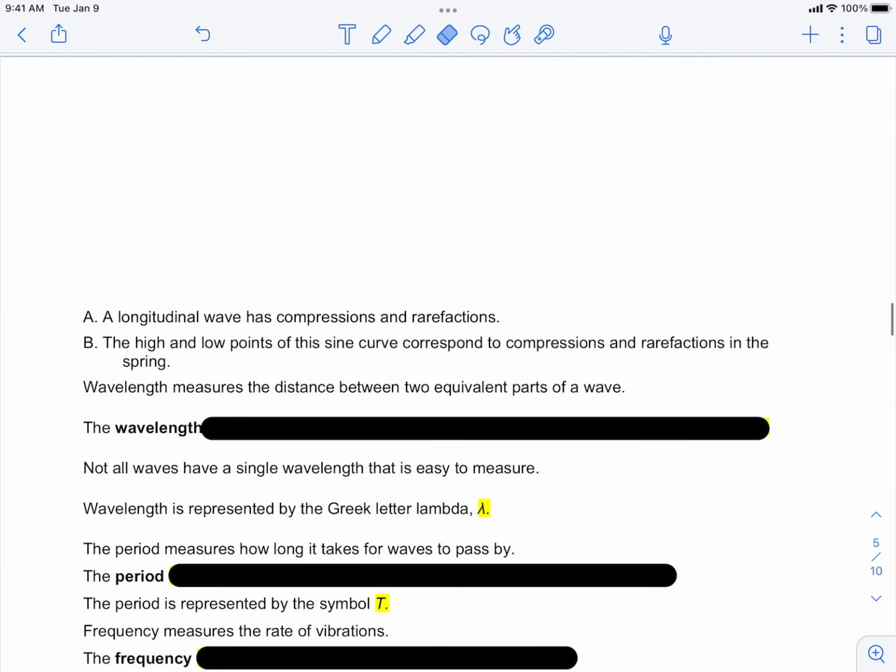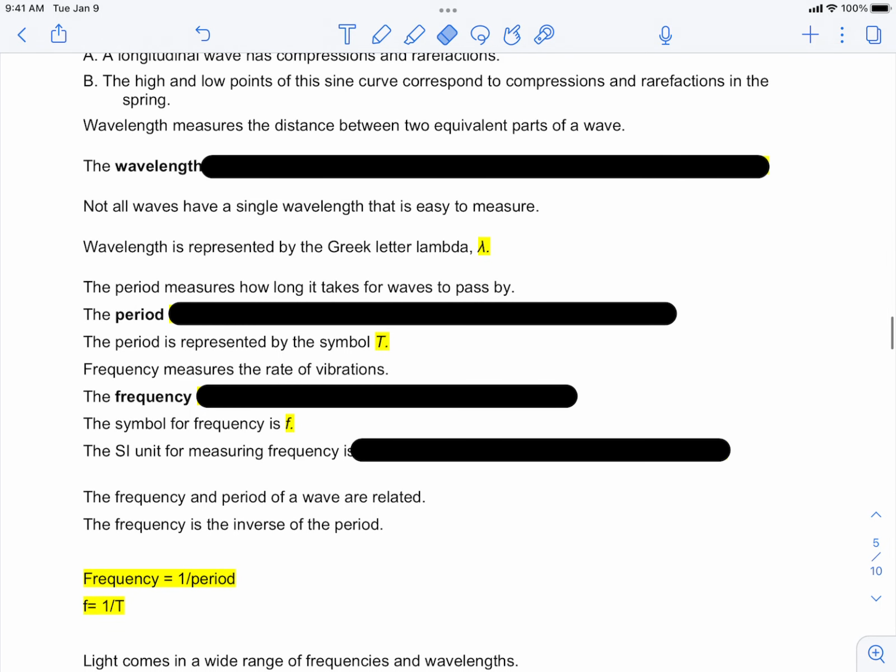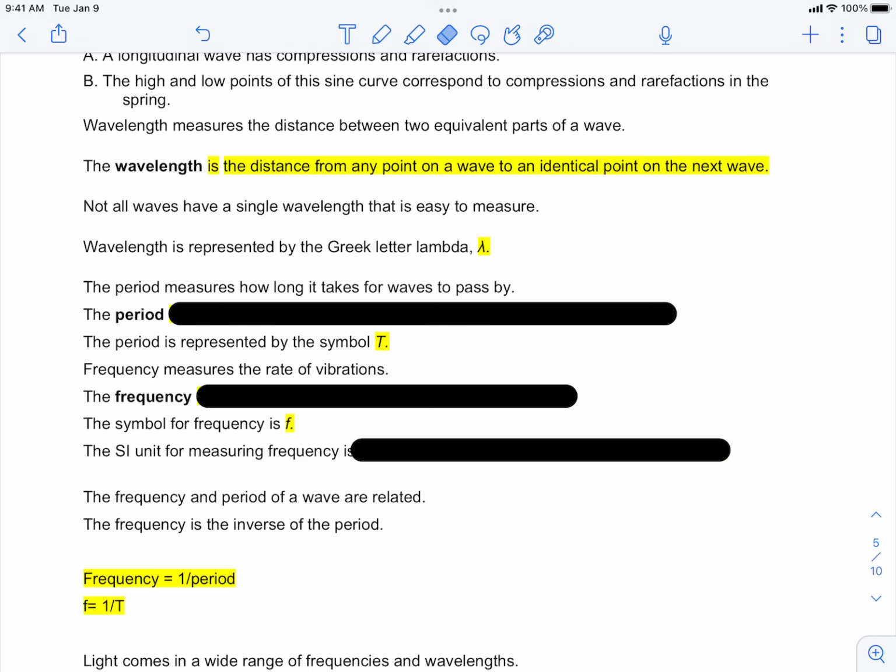Okay, so now you know some of the parts of the waves. Let's talk about how we measure some things with waves. And then we're going to do some of the triangle stuff on the next page, and that would be doing some of the math. So you need a calculator or access. You can use your iPad if you want for some of the calculations. The wavelength is the distance from one point on the wave to the identical point on the next wave. So the wavelength measures the distance between two equivalent parts of a wave.